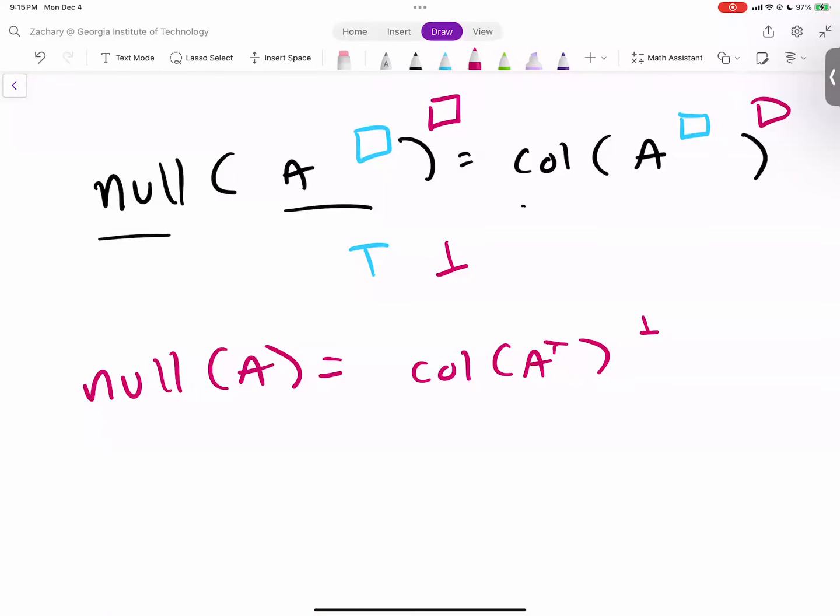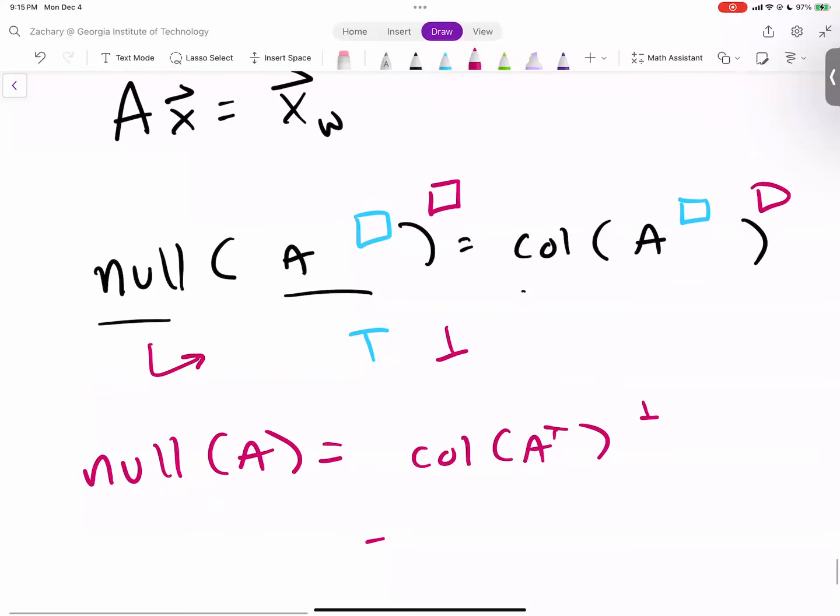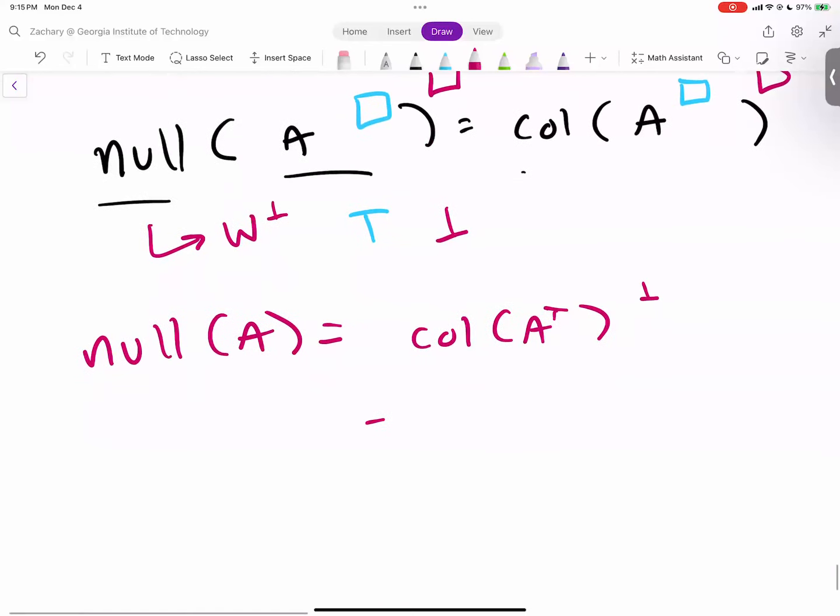I'll get back to you on this one if you want to come up and talk to me after. I'm like 90% sure that this will give me W perp, but what we define W perp as... the matrix of null A. What do you mean the matrix of null A? Null A only gives us a vector, right? Yeah, vectors.